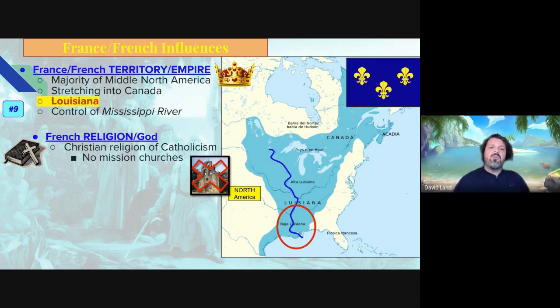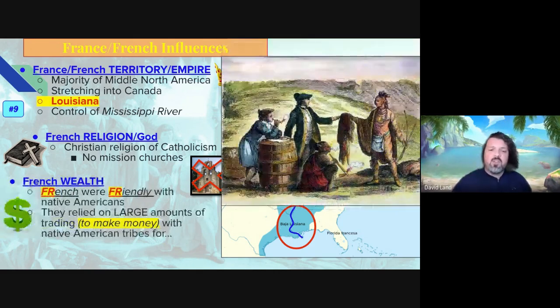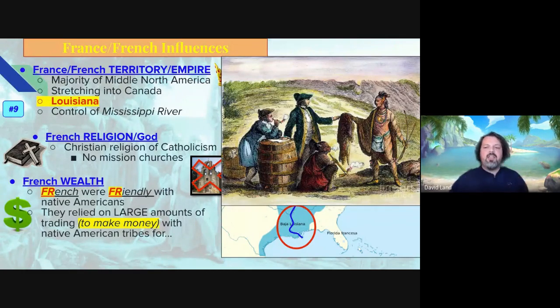We also know that their religion was Christian. They had Catholicism, but we don't really see too heavy influences of that in our territory right now, as much as we do the Spanish. But I do want to focus on their wealth. Now, French explorers were heavily influenced by wealth, but in a totally different way. Sure, they wanted gold, absolutely, but they were smart because they started to become friendly. Look at that bullet that I put there. French were friendly with Native Americans.